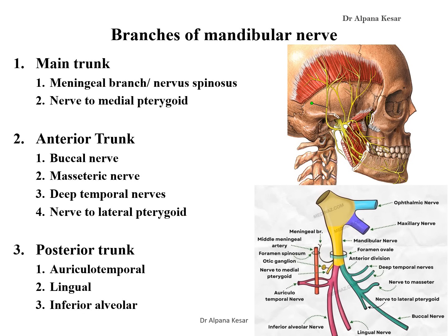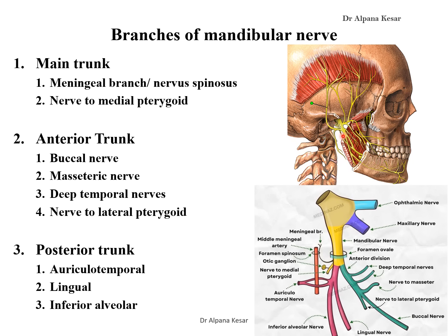Branches of mandibular nerve. Mandibular nerve is present in the infratemporal fossa. It has a main trunk which divides into anterior and posterior trunks. The main trunk gives two branches, and they are meningeal branch, also called nervus spinosus, and nerve to medial pterygoid.